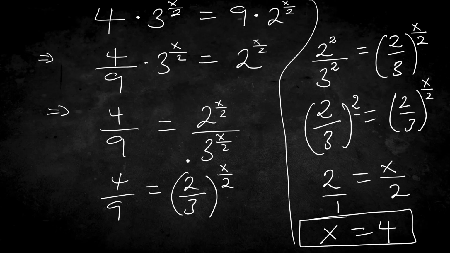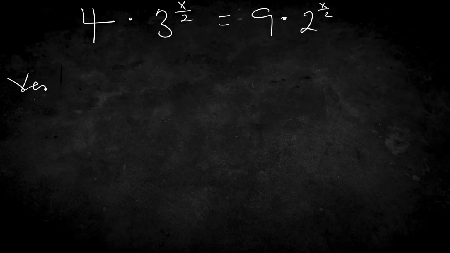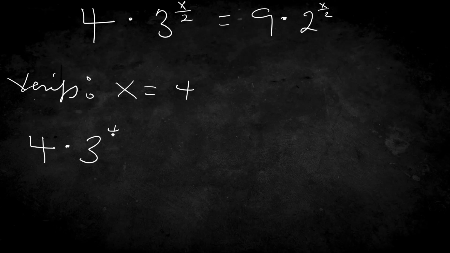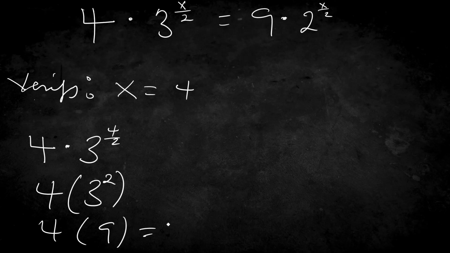Okay, so let's verify our answer. So x equals 4. Let's plug in 4. So we have 4 times 3 raised to 4/2. So we have 3 squared. 4 times 9, which is 36 for the left hand side.